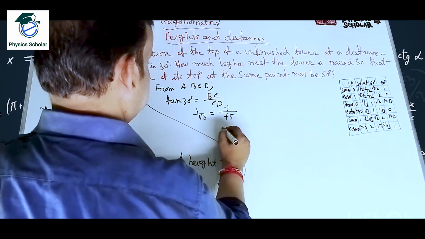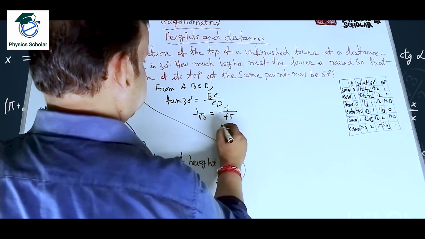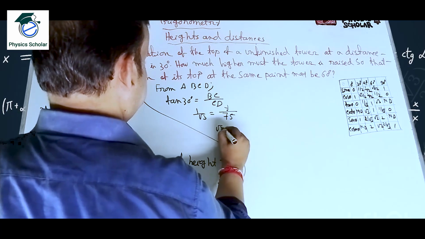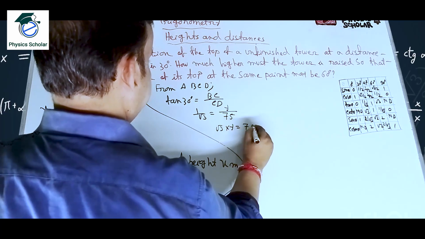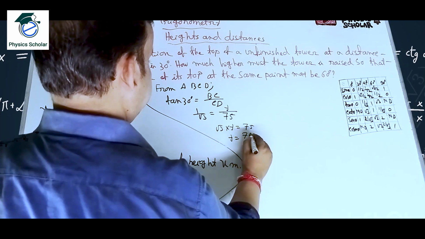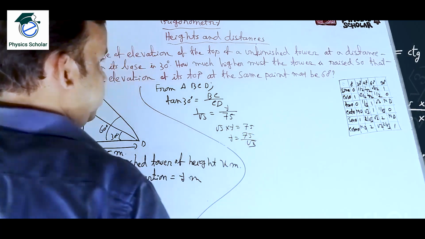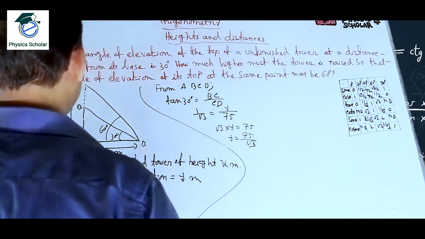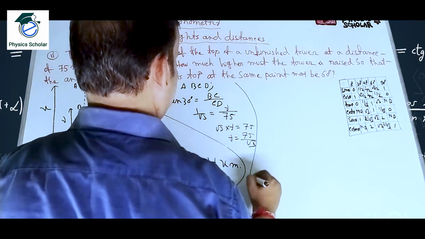So what is that? Root 3 into y is equal to 75. So y is equal to 75 by root 3. Clear? 75 by root 3.